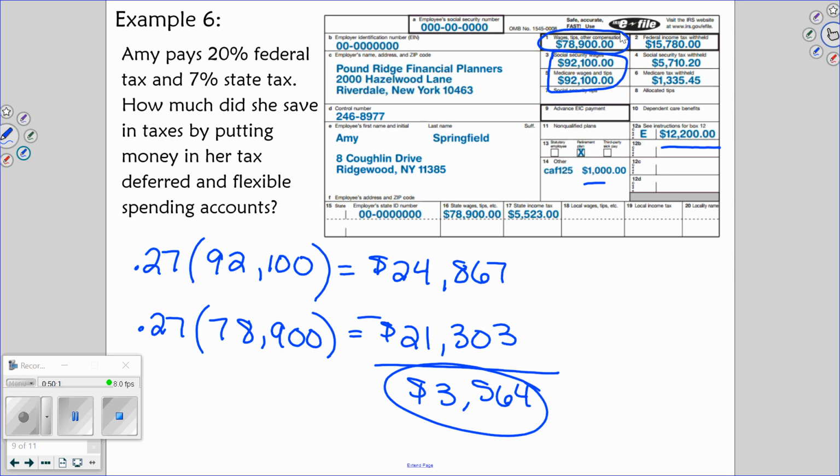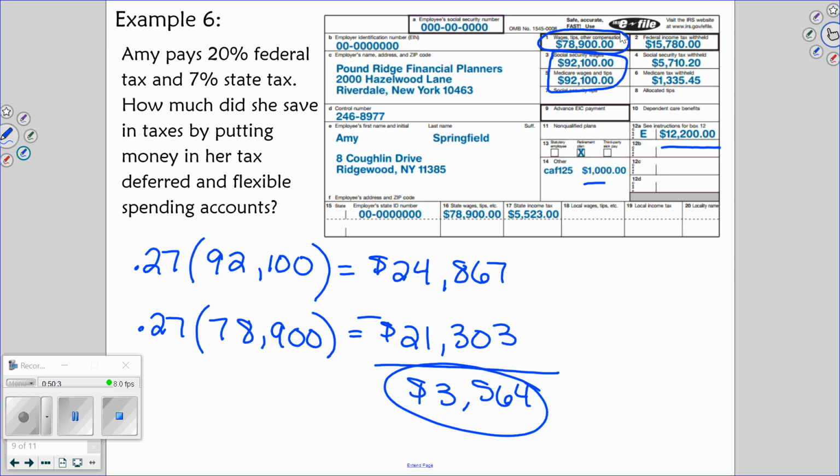So that's like 20, because that's how much she's paying. 20% federal, 7% state. I just combine them together because they didn't ask specifically, just between the two of them. So she pays 27% of her salary in taxes.